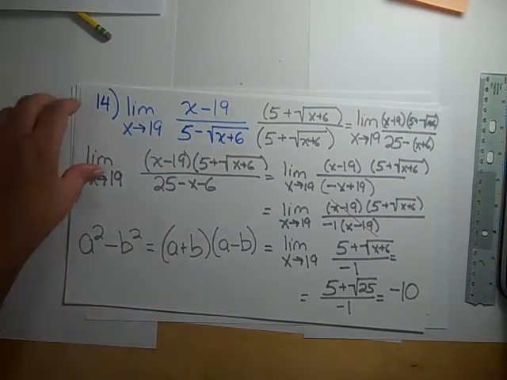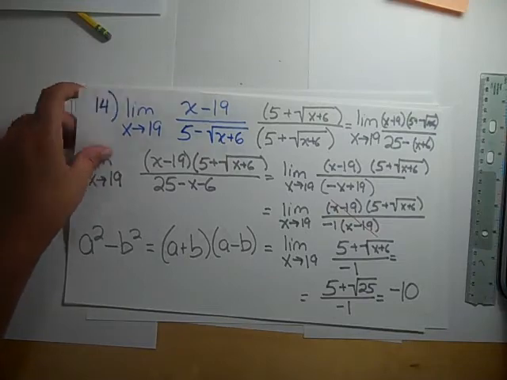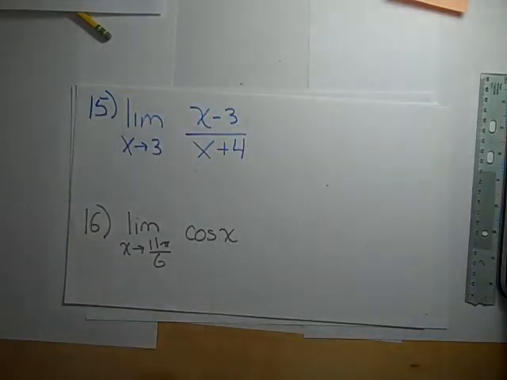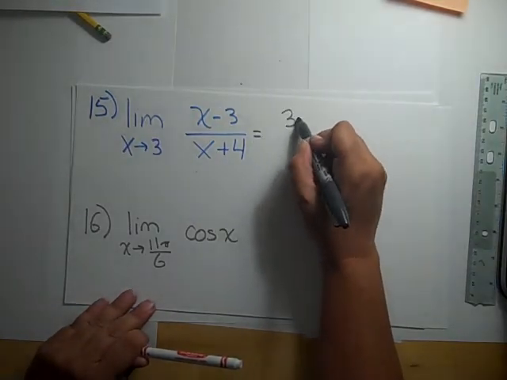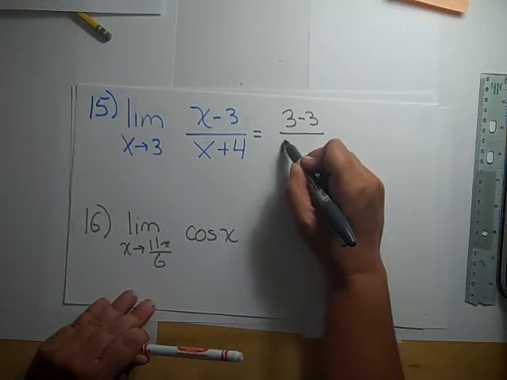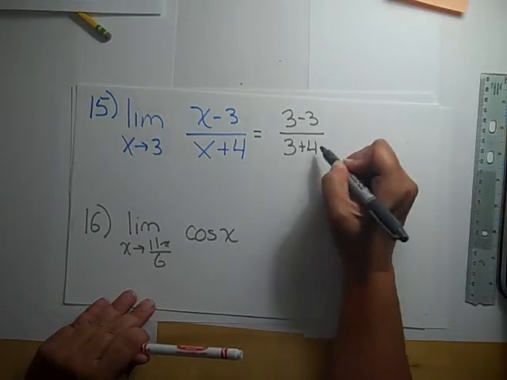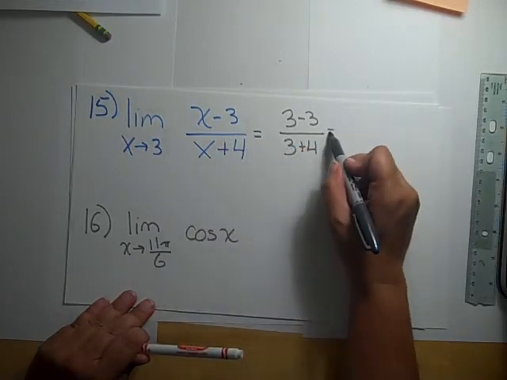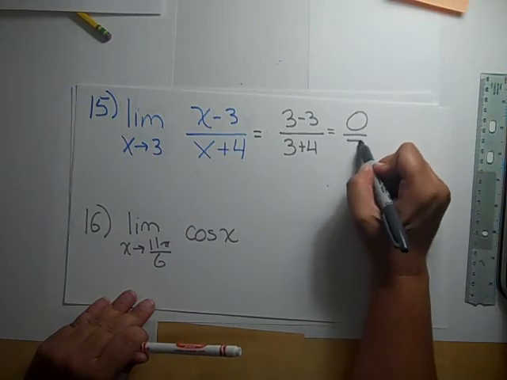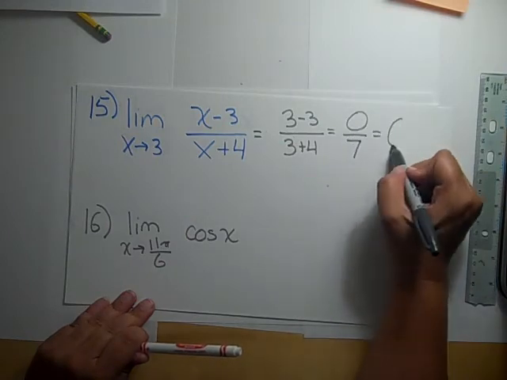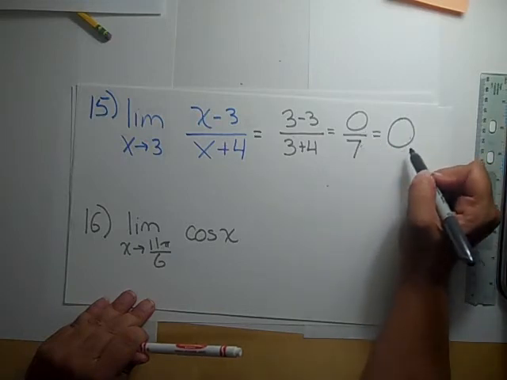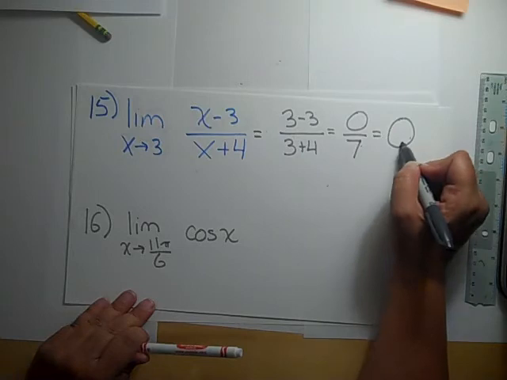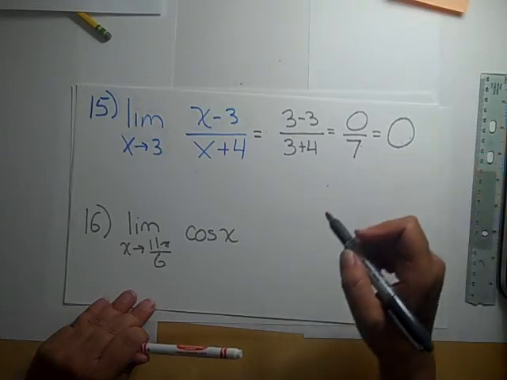Okay, wow, that was a long one. Let's do number 15. Remember, the first thing you always want to try is plug and chug. So let's say this equals 3 minus 3 over 3 plus 4. Just filled in for x. And I get 0 over 7. That equals 0. Remember, a 0 over a number equals 0. Please don't leave it like this. Please write 0. All right, that one was great.